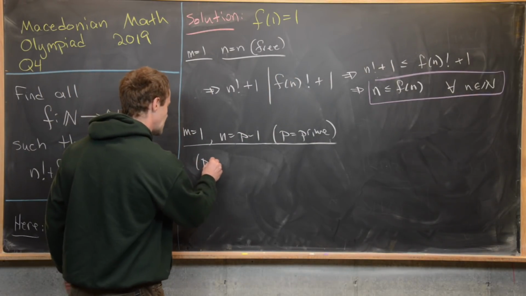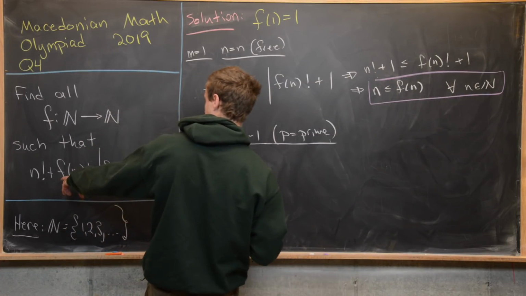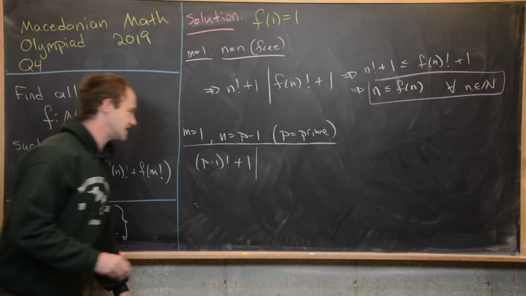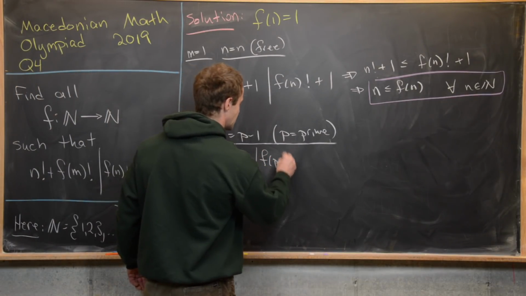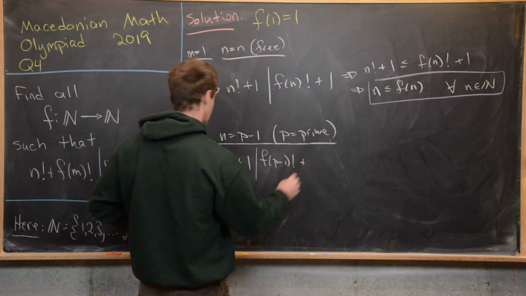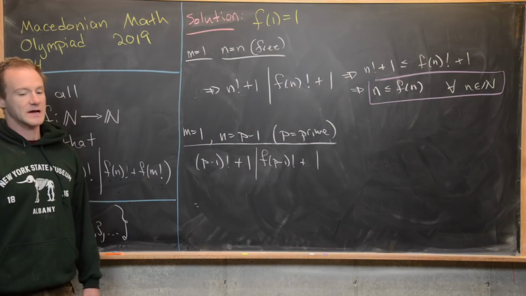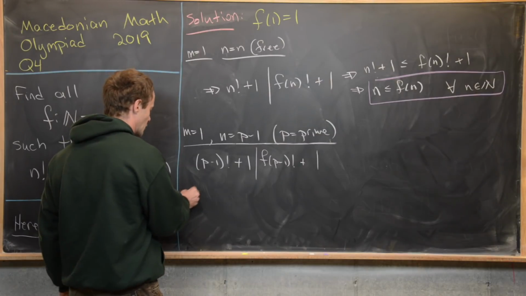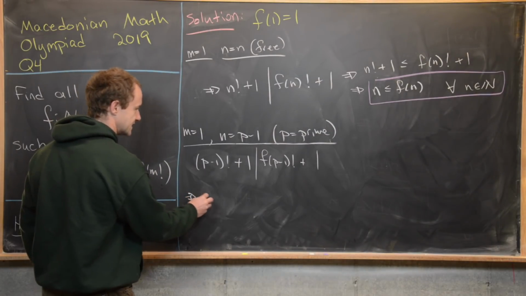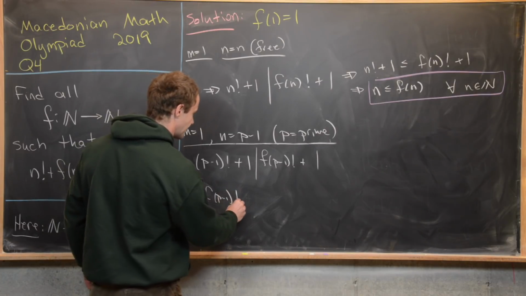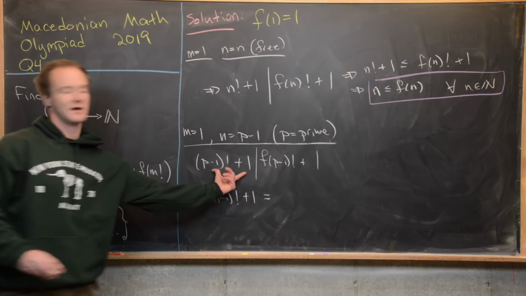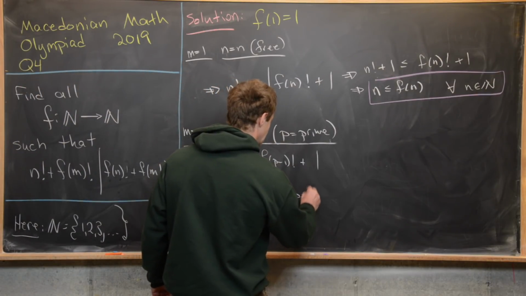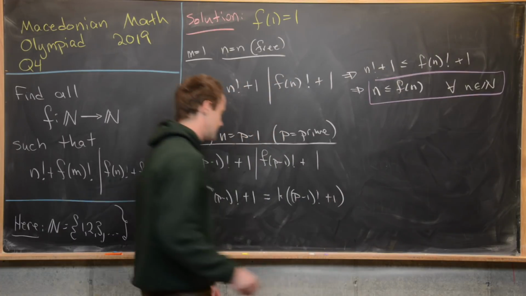Okay, so let's see what our divisibility condition ends up looking like in this case. We'll have p minus 1 factorial plus 1, so that's the left-hand part of this, divides f of p minus 1 factorial plus f of 1, but that's just 1. Okay, good. But now let's use the definition of divisibility to write this in another way. That tells us that f of p minus 1 factorial plus 1 is a multiple of this stuff over here. So I'll just say that it's k times p minus 1 factorial plus 1.